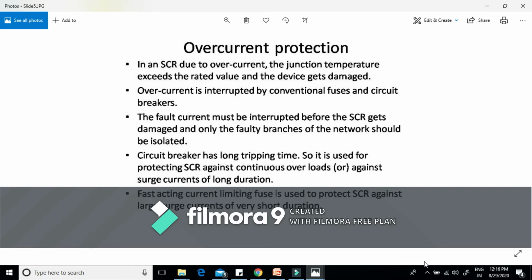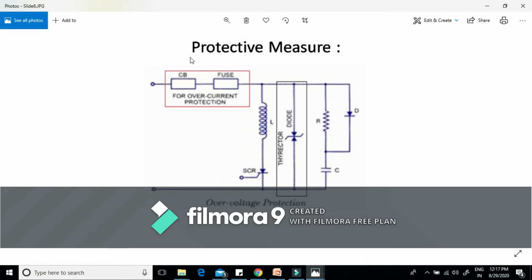Circuit breakers have a long tripping time. That's why they are used for protection of the SCR against overloads and surge currents of long duration. While these fast acting current limiting fuses are used to protect the SCR against large surge currents of very short duration. So, for protection against such overcurrents, we are using this combination of circuit breakers and this fast acting current limiting fuse. This is in series with the SCR to which we have to provide the protection. That means this is used for overcurrent protection.